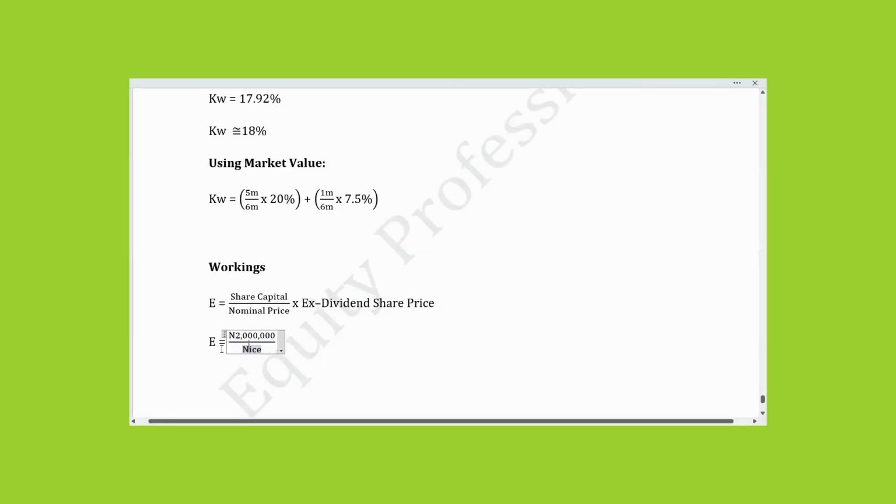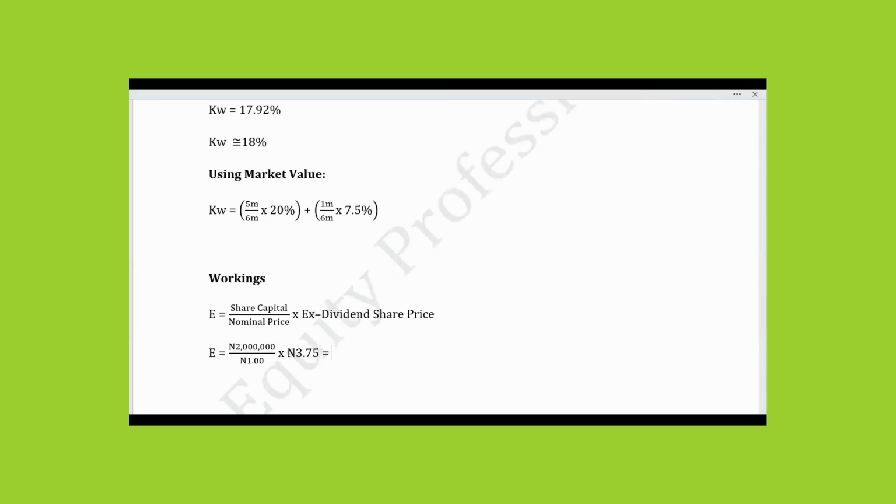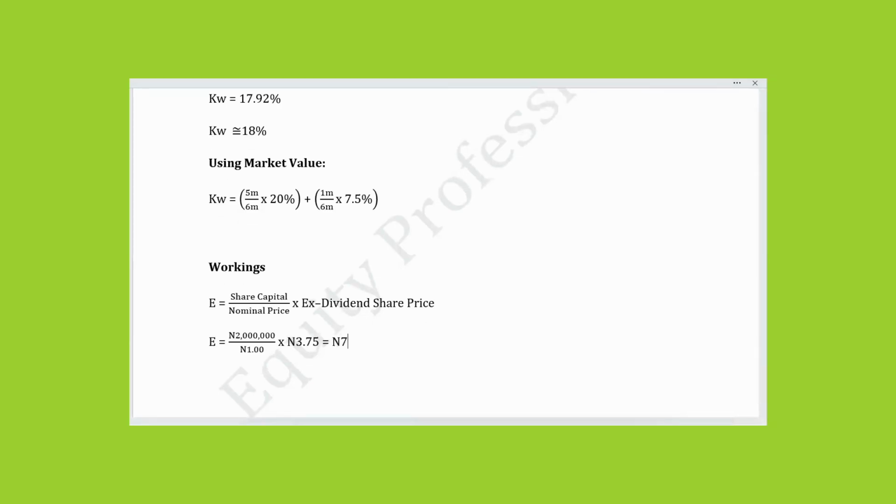So the nominal price is 1 naira. Then multiply by X dividend share price. The X dividend share price given to us is 3.75. Therefore, 3.75 multiplied by 2 million. What do you have? 7.5 million. 7 million 500,000. That's it.